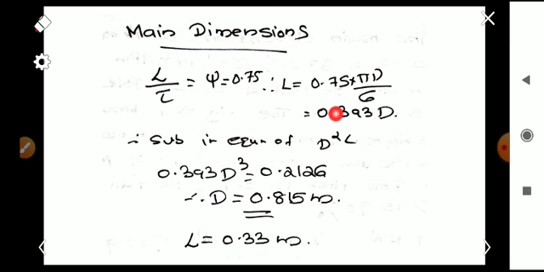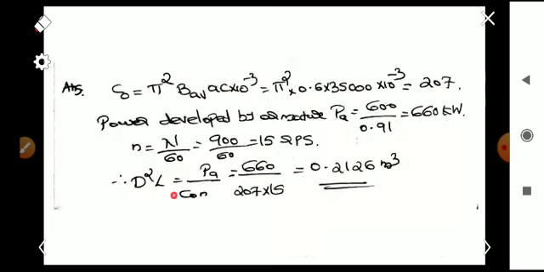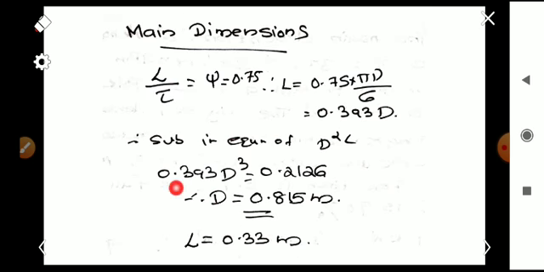0.393 d. And by substituting this value of L in the d square L equation, we will get 0.393 d cube equal to 0.2126. From that we will obtain d is equal to 0.815 meter, and after substituting the value of d here, we will obtain L as 0.33 meter. Okay, so these are the main dimensions, and next we have to check whether these values are correct or not.